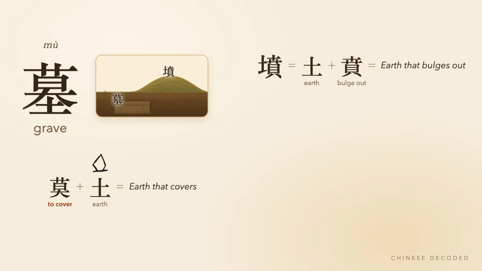So fen is earth that bulges out. We will cover that family in a later video. In modern Chinese, the distinction between fen and mu is lost. They are used interchangeably, and mu can be used as a compound word, meaning the grave.